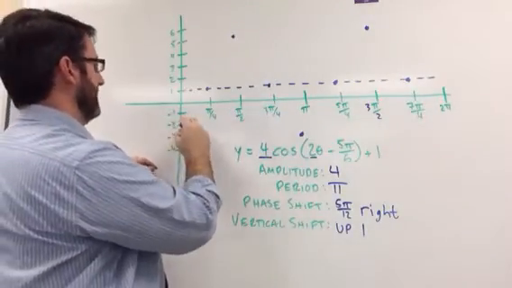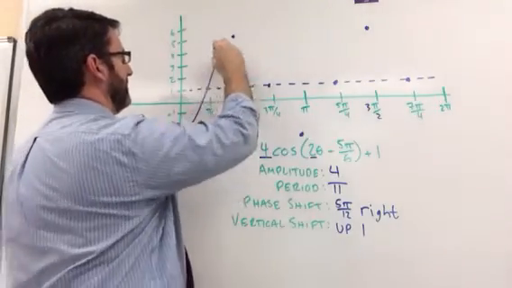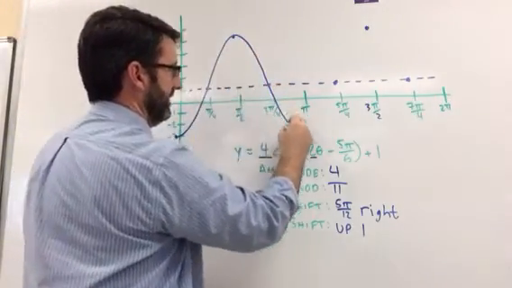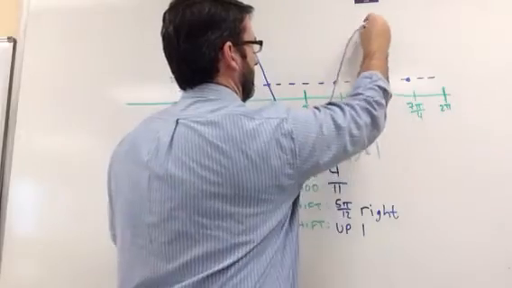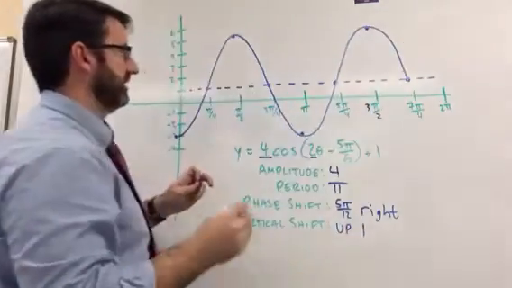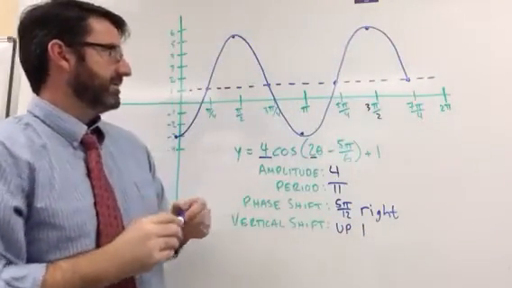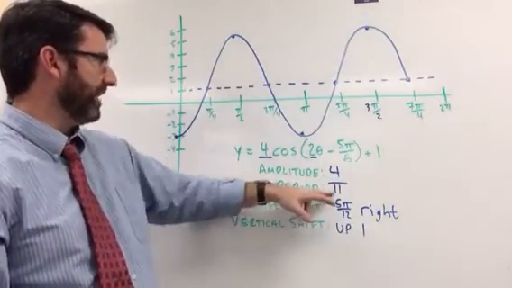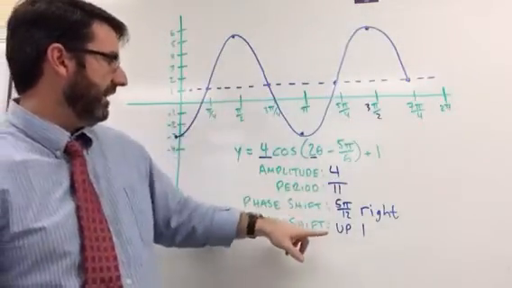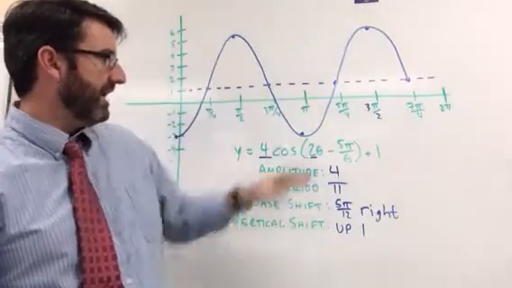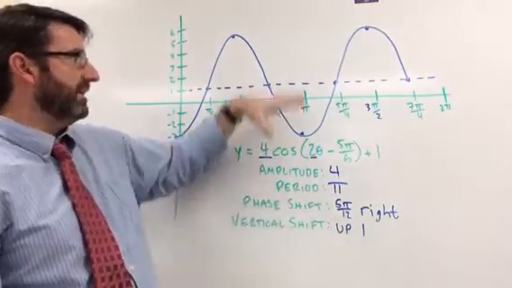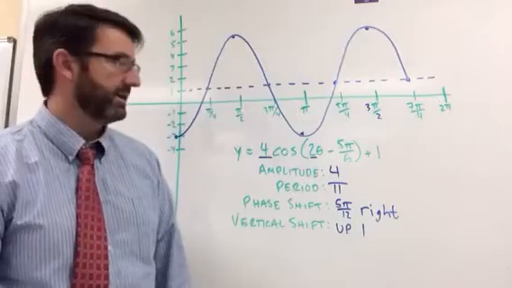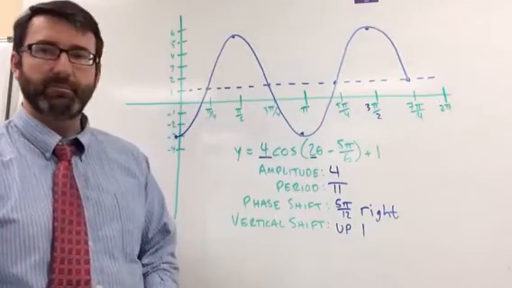So it's going to look like this, up to here, down through here, up through here, and down to there. So there's our graph of this function with an amplitude of 4, a period of pi, a phase shift to the right 5 pi over 12, and the whole thing has been shifted up vertically by 1 unit.